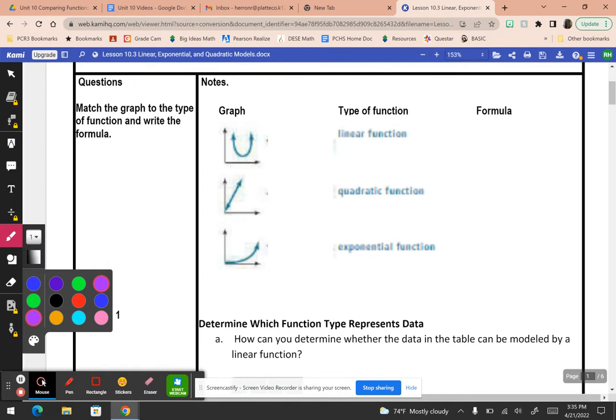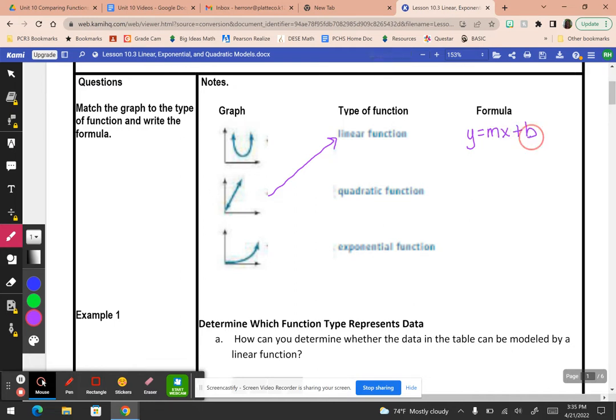One we're probably most familiar with is linear, which always makes a straight line. So this guy's here. And then the formula that goes with that. A linear function we know, or should know by now, is y equals mx plus b.